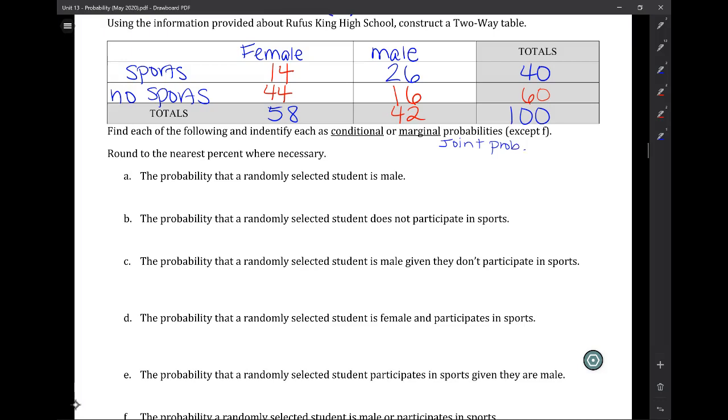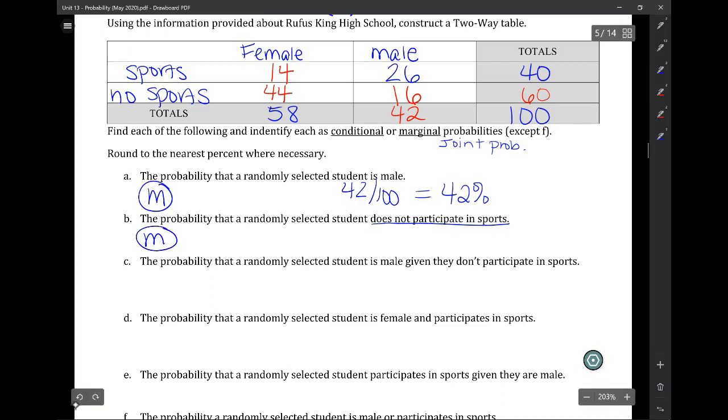Okay, the probability that a randomly selected student is male. Well, that's going to be a marginal probability because there are 42 total males out of the 100 students, and so that's going to be 42%. The probability that a randomly selected student does not participate in sports. So look at your no sports marginal total, and there are 60% of students out of the 100 that do not participate in sports.